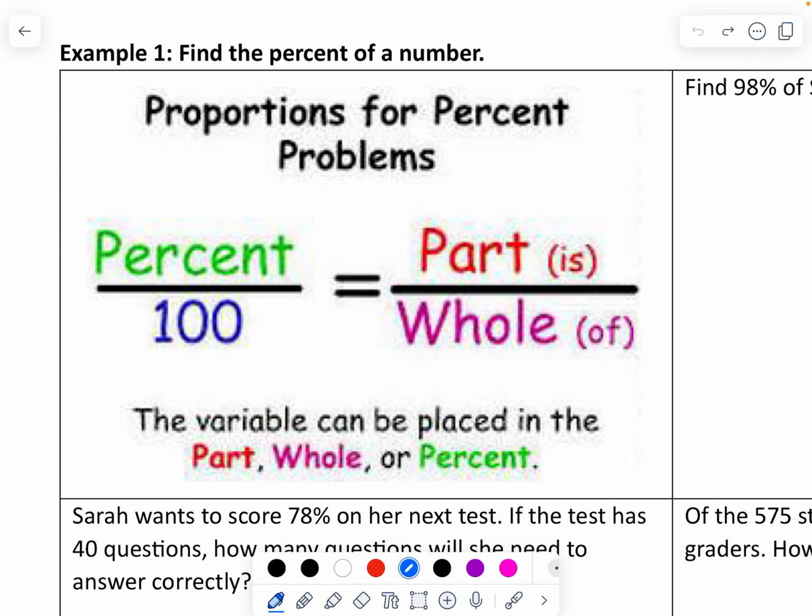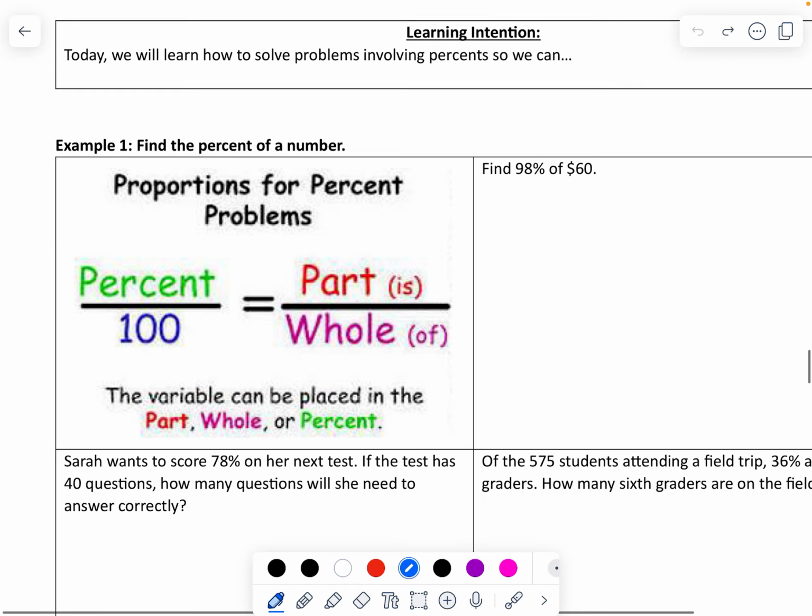So before I even read this next question, I know when I set this up, it's going to look like this. And the 100 is going to be in the bottom left. Okay, it's going to look like that every single time.